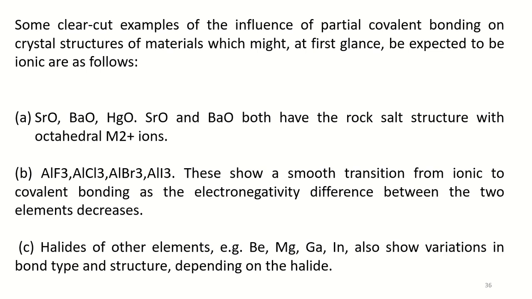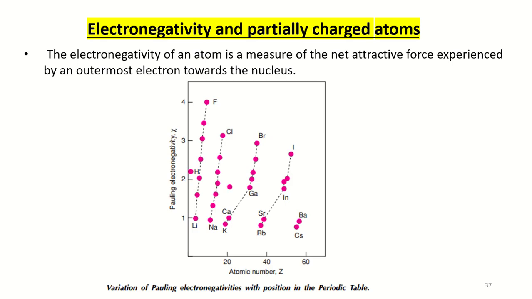Two approaches which have had considerable success in quantifying ionicity and partial covalent bonding, and which use the concepts of effective nuclear charge and electronegativity, are the coordinated polymer model of Sanderson and the ionicity plots of Mooser and Pearson. So we will talk about electronegativity and partially charged atoms.